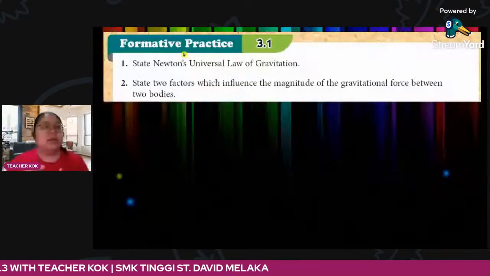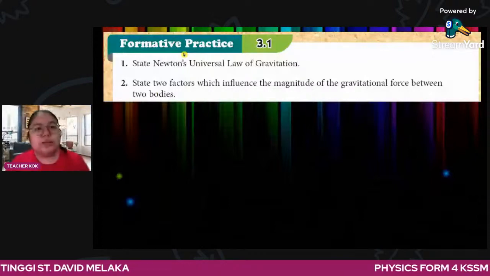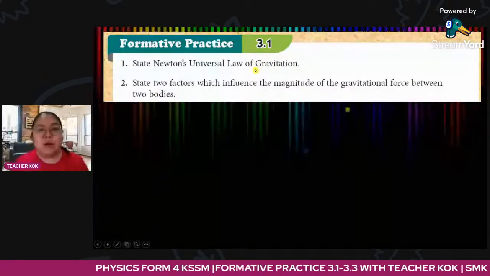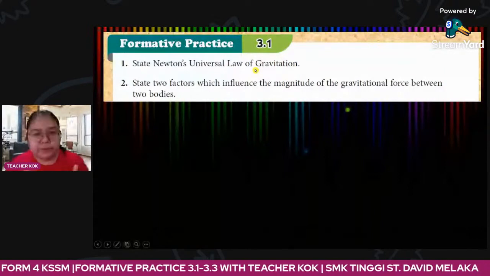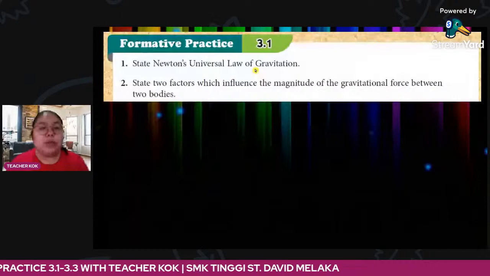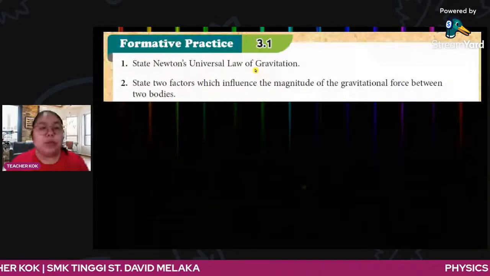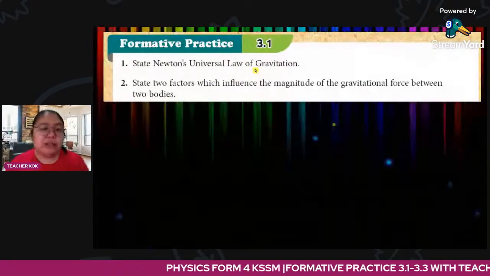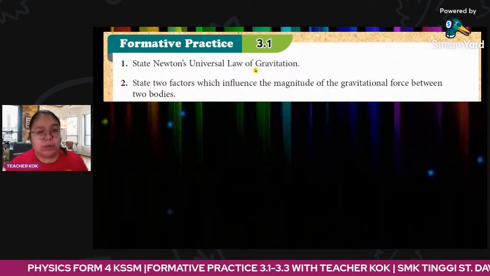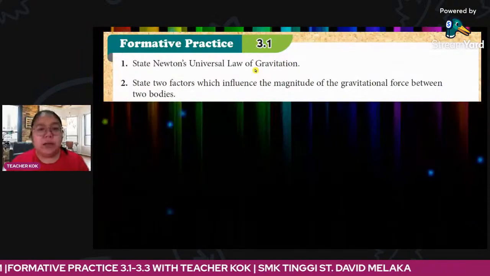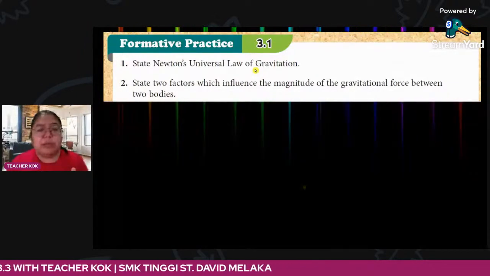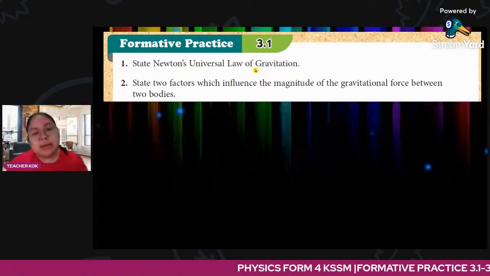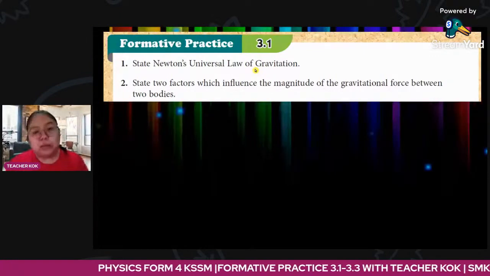Okay, so the first one we are going to discuss is the 3.1 formative practice. The first question asks about Newton's universal law of gravitation. Actually, what's the meaning? We just transfer from the formula into words. Remember the formula F equals capital G m1 m2 over r squared. So you can say the universal law of gravitational force is directly proportional to the two body masses, and also inversely proportional to the square of the distance between the centers of the two objects.